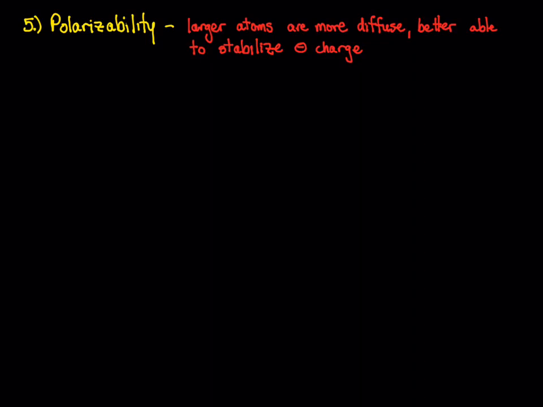The fifth factor, and a quite important one, is polarizability. Large atoms are more diffuse and are better able to stabilize negative charge. For example, take the molecules water, hydrogen sulfide, and hydrogen selenide. The pKa values decrease across this series because the negative charge that results from deprotonation is better stabilized by the larger selenium and sulfur atoms than the smaller oxygen atom.